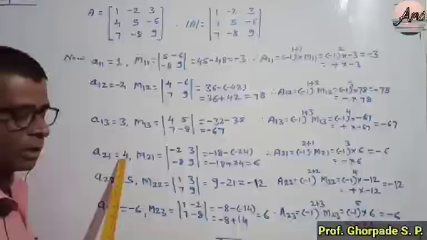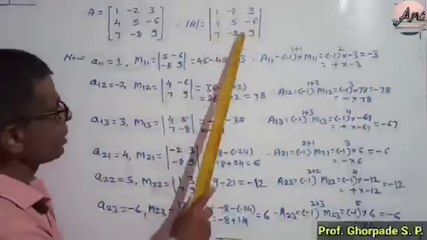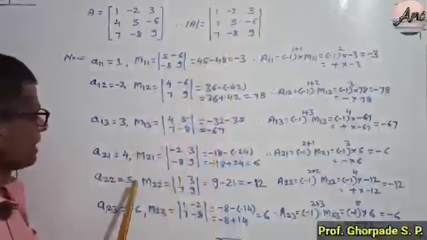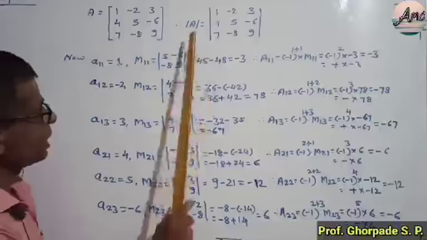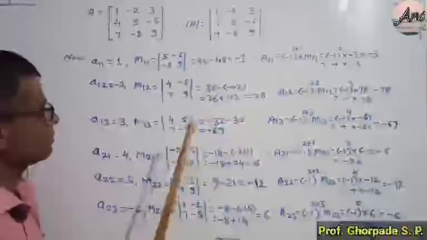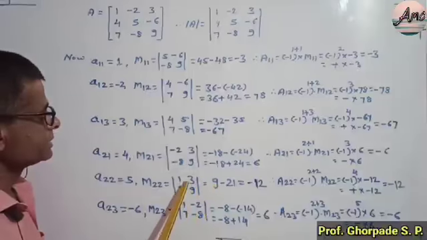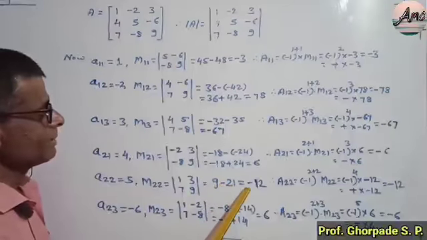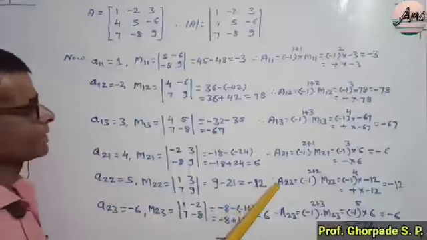Take A22. Second row, second column is here 5, whose minor is M22, which is obtained by deleting second row, second column. If we delete second row, second column, we will get 1, 3, 7, 9. 1 into 9 is 9, 7 into 3 is 21. 9 minus 21 is minus 12, which is the minor of 5.